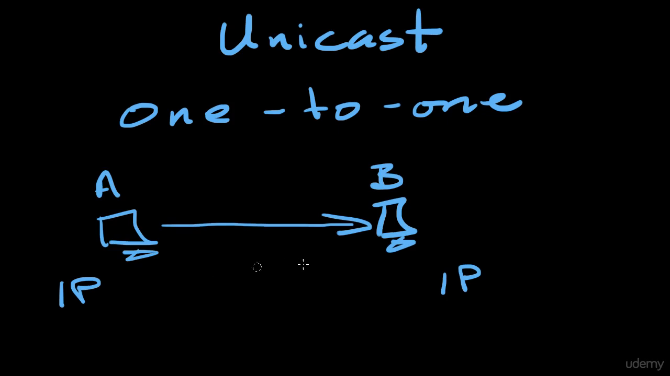If A is sending a packet to B, the destination IP is the IP of B, and the source IP, the from address, is the IP address of A. In order for this to work, A and B need unique unicast IP addresses.